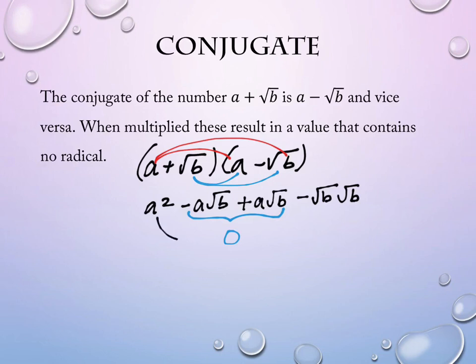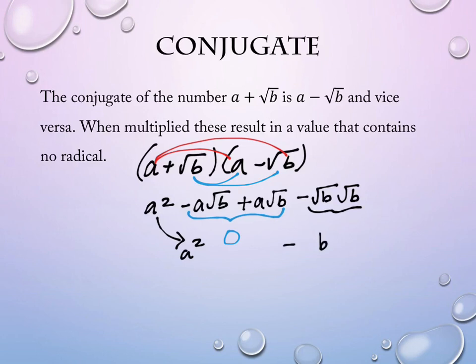Now the a squared stays here at the beginning. That piece stays the same. Notice what happens at the end. What's square root of b times square root of b? That is just b, right? Just like a moment ago, square root of 7 times square root of 7 is 7.